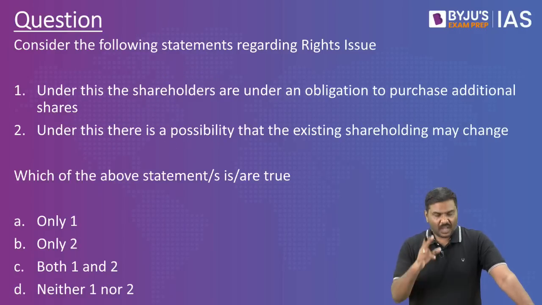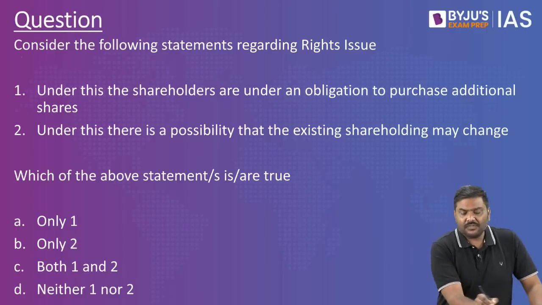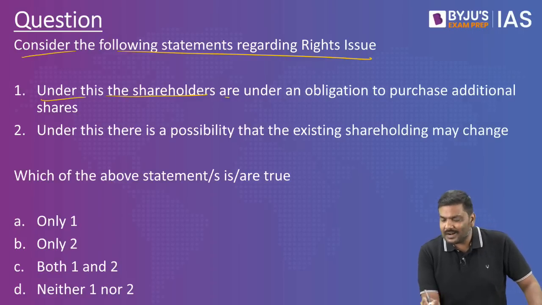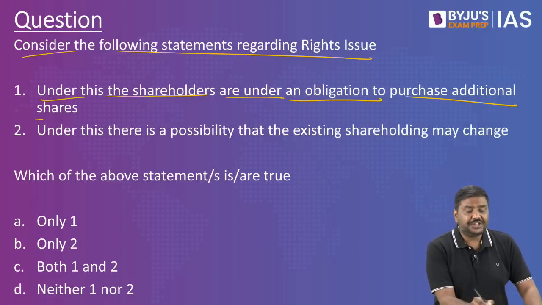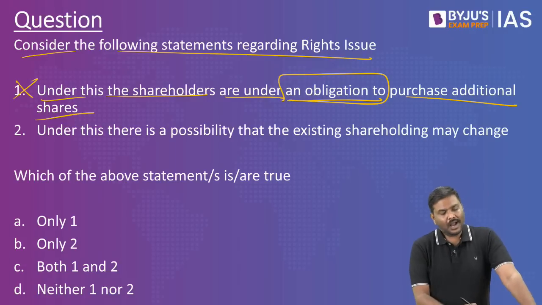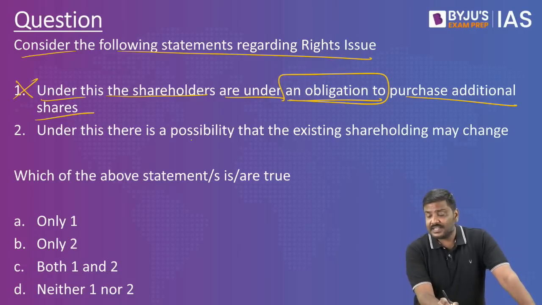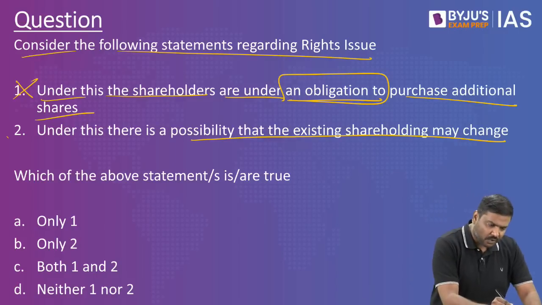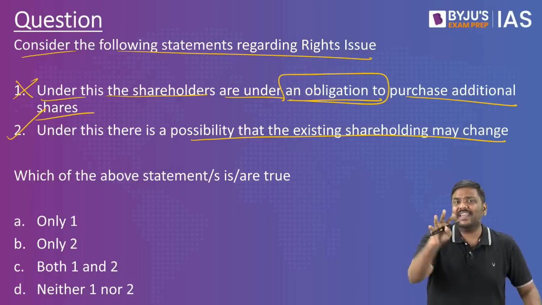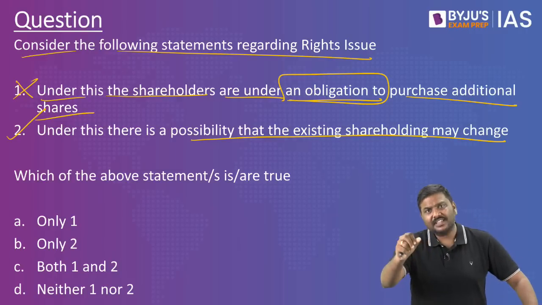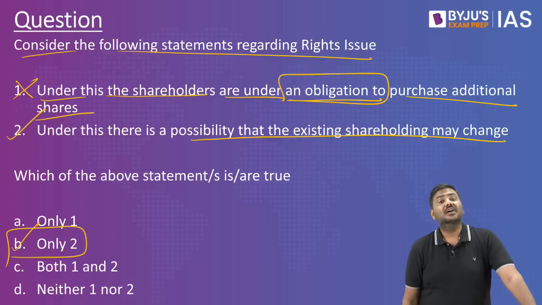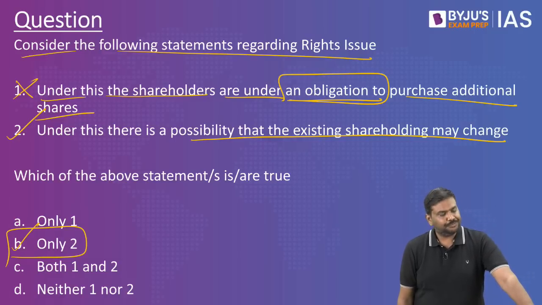Now, based on this, I've given a question here. Consider the following statements regarding rights issue. Under this, the shareholders are under an obligation to purchase additional shares. Under obligation? No, it's an option for them. Under this, there is a possibility that the existing shareholding may change. Of course, yes. There is a possibility that the ownership, whatever is the existing ownership, that percentage might change. Second statement is correct. Right option for this question is option B, only two.